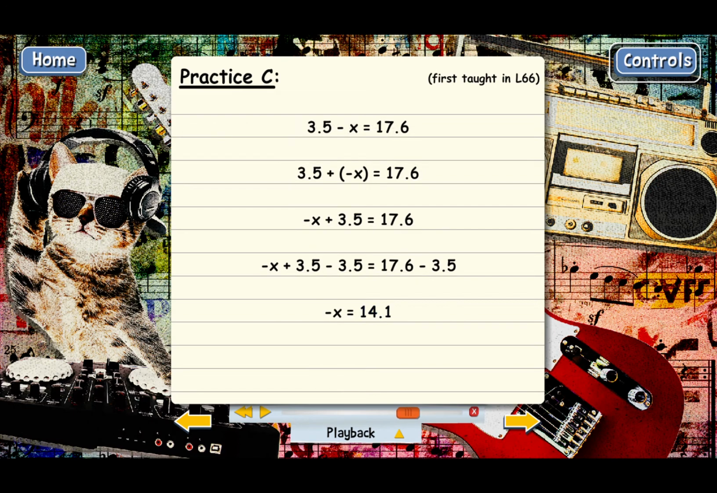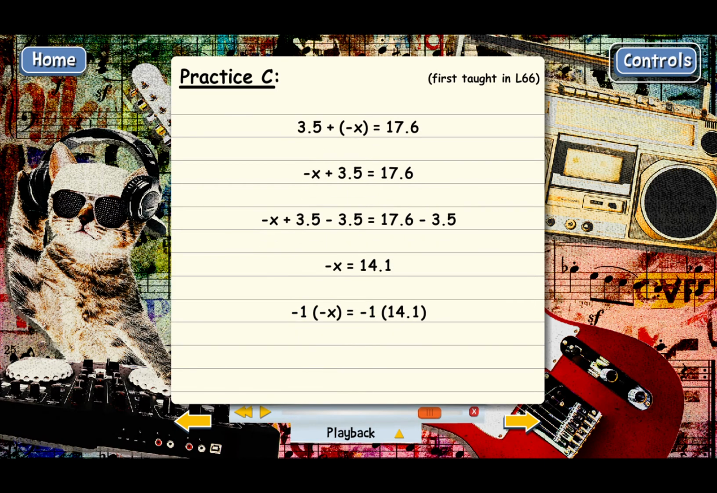But we aren't done yet, because remember, we're solving for x, and so far we've just solved for the opposite of x. So we need to change the opposite of x into x, and to do that, we just need to multiply both sides of the equation by -1. Alright, -1 times the opposite of x is just x, and -1 times 14.1 is -14.1. So, this is the answer to practice C.